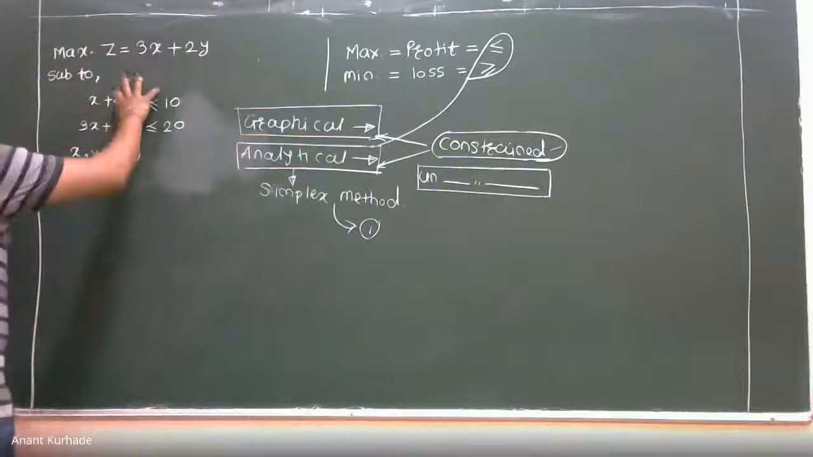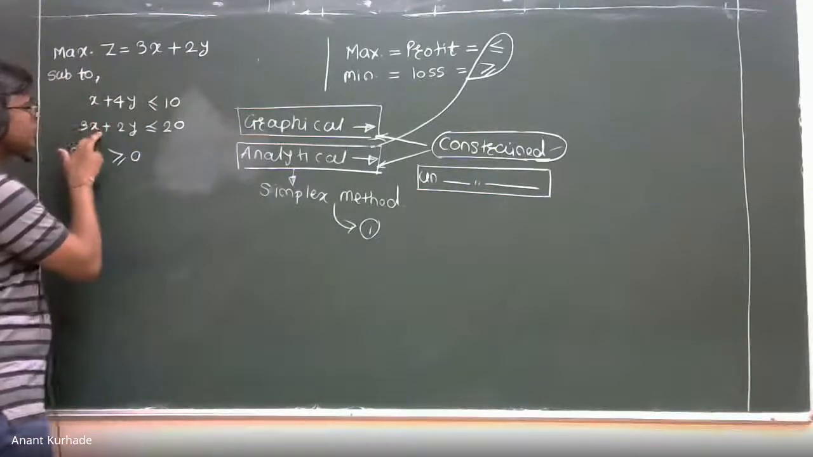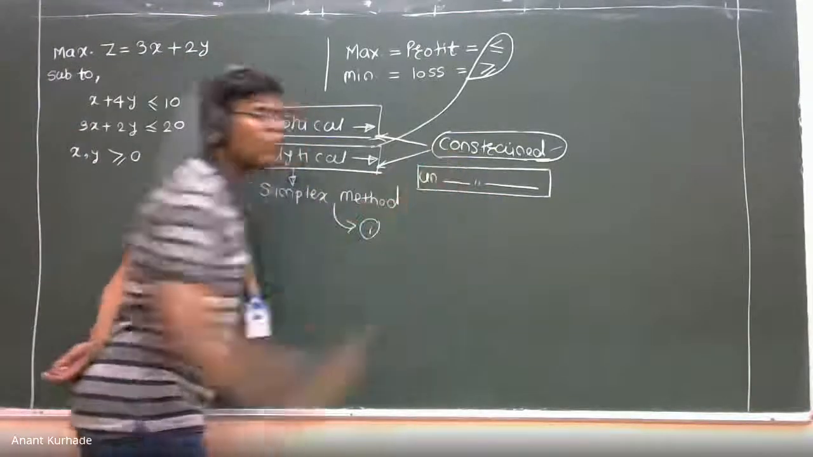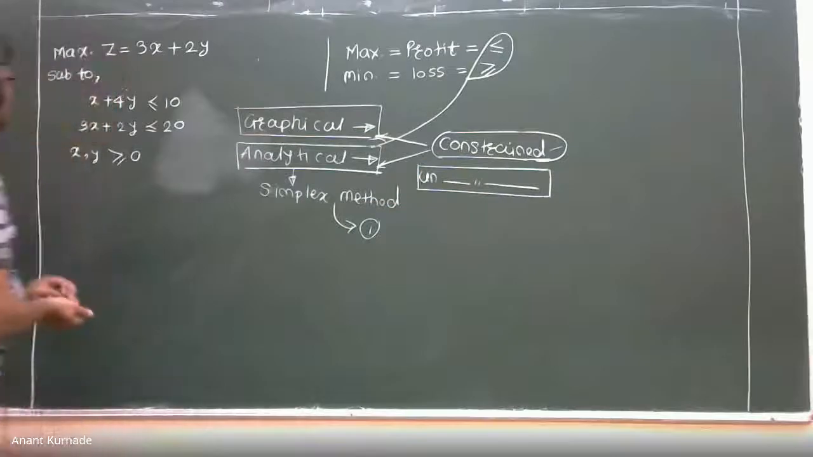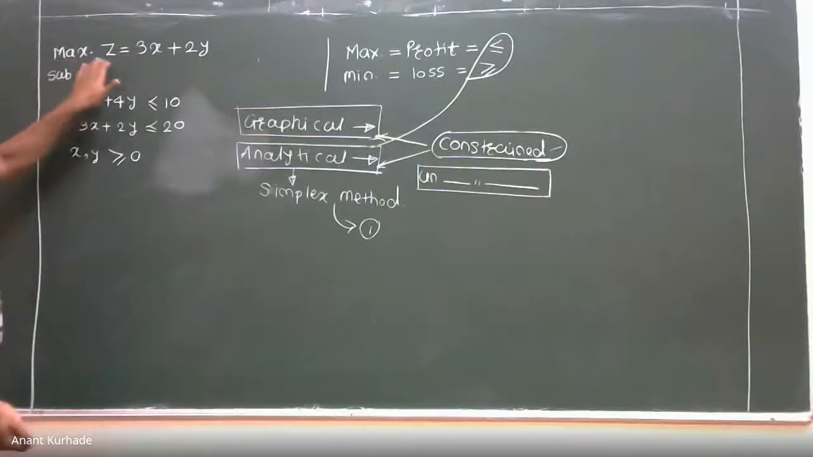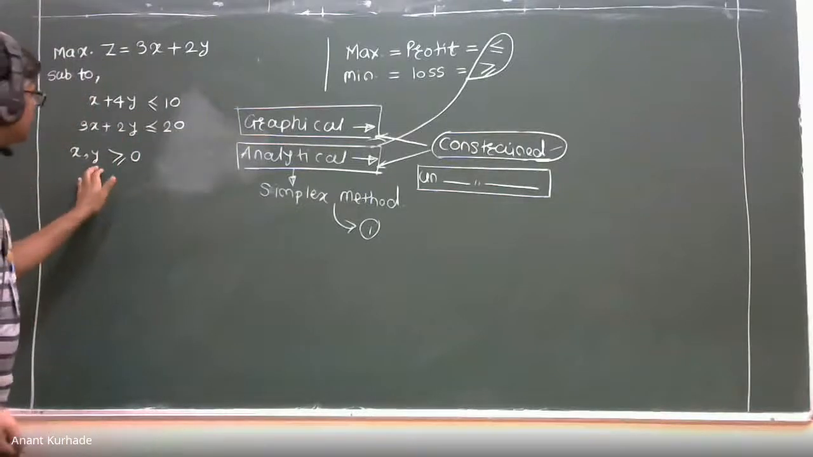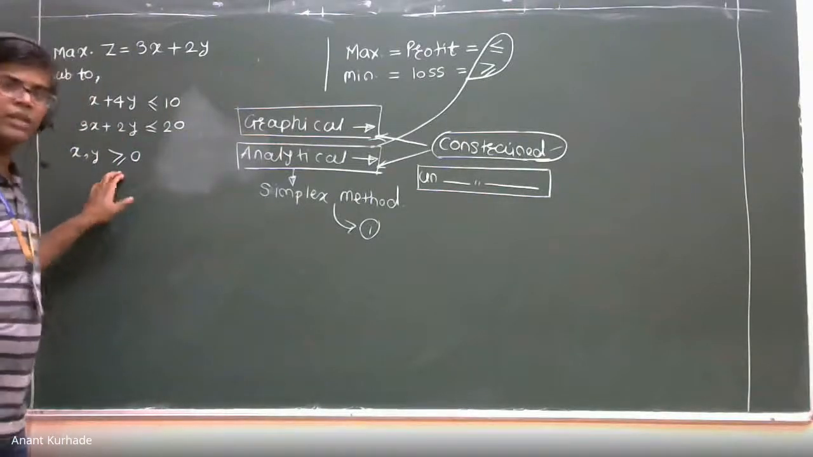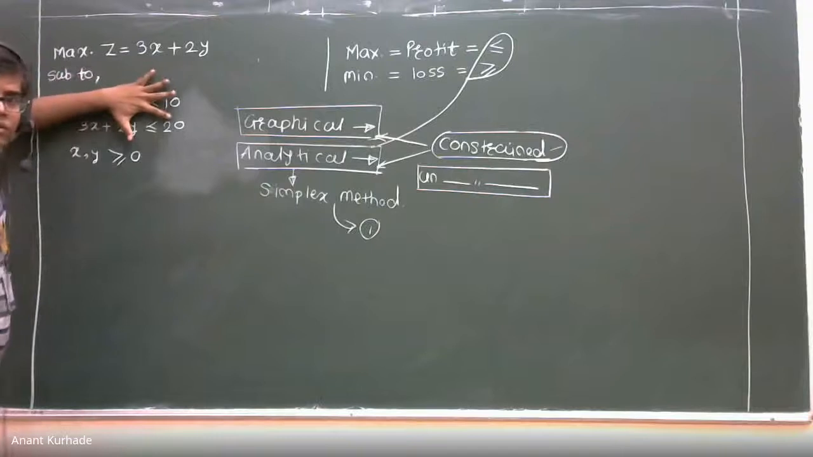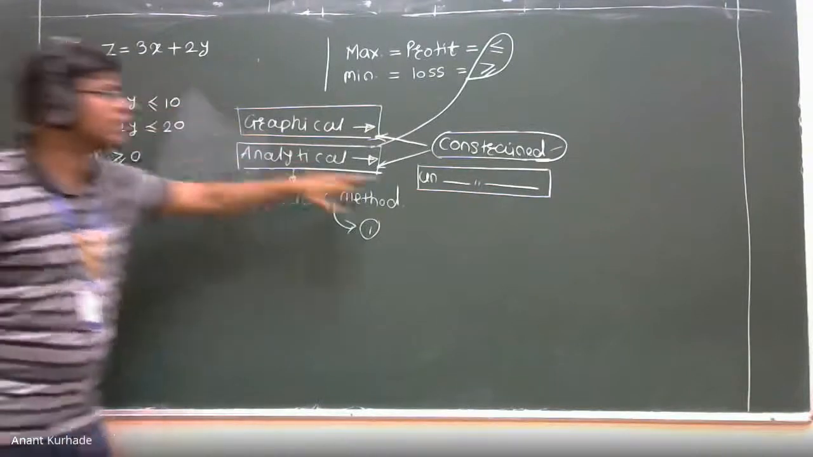So this problem has 2 constraints, so it is constrained optimization. Whenever you have only maximize Z = 3x + 2y and x and y always greater than or equal to 0, the problem is without constraints, so you can say it is unconstrained.